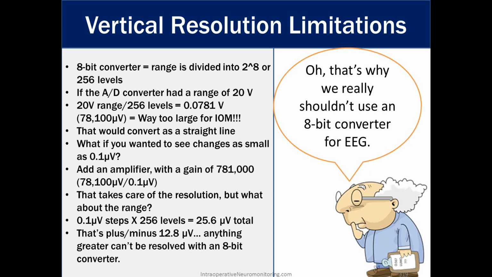But what about the range? 0.1 microvolt steps times 256 levels equals 25.6 microvolts total. That's plus or minus 12.8 microvolts. Anything greater can't be resolved with an 8-bit converter. And so that's the reason why we don't use the 8-bit converter. We use higher, the 12 to 16.